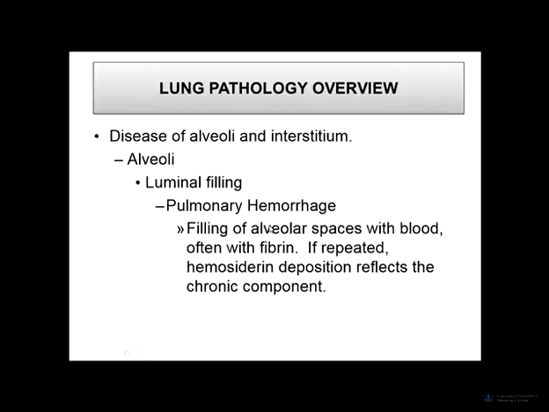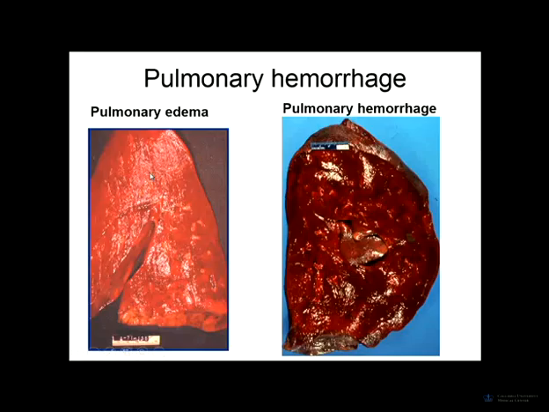Pulmonary hemorrhage is the filling of alveolar spaces with blood. And as products of coagulation will do, there's often fibrin along with the blood. With time, with repeated hemorrhage, the products of blood cells which contain iron will produce iron deposition or hemosiderin within the lung, which reflects a more chronic component of hemorrhage. Pretty straightforward. Certainly pulmonary edema looks red, but hemorrhage looks redder. Okay? And because the lungs are now filled with blood, not just fluid, and it's not just congestion, it's frank blood.